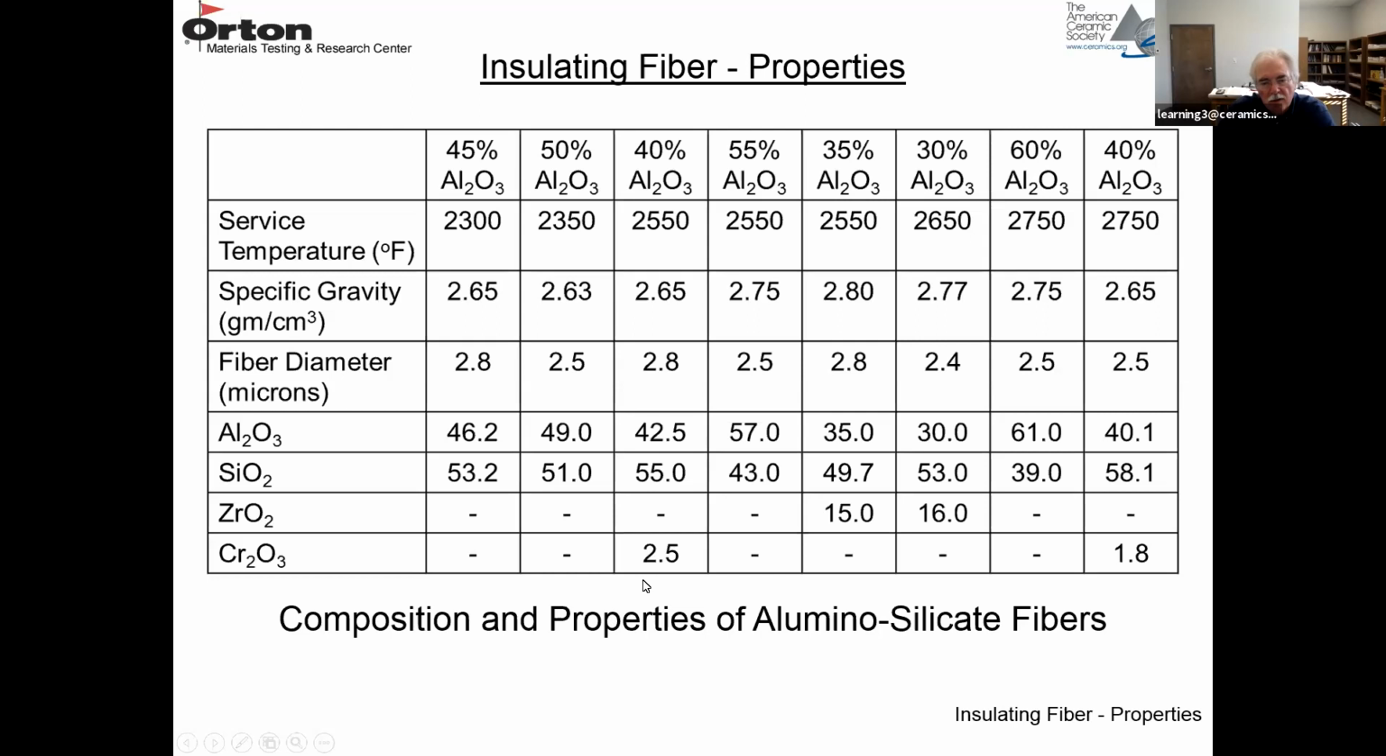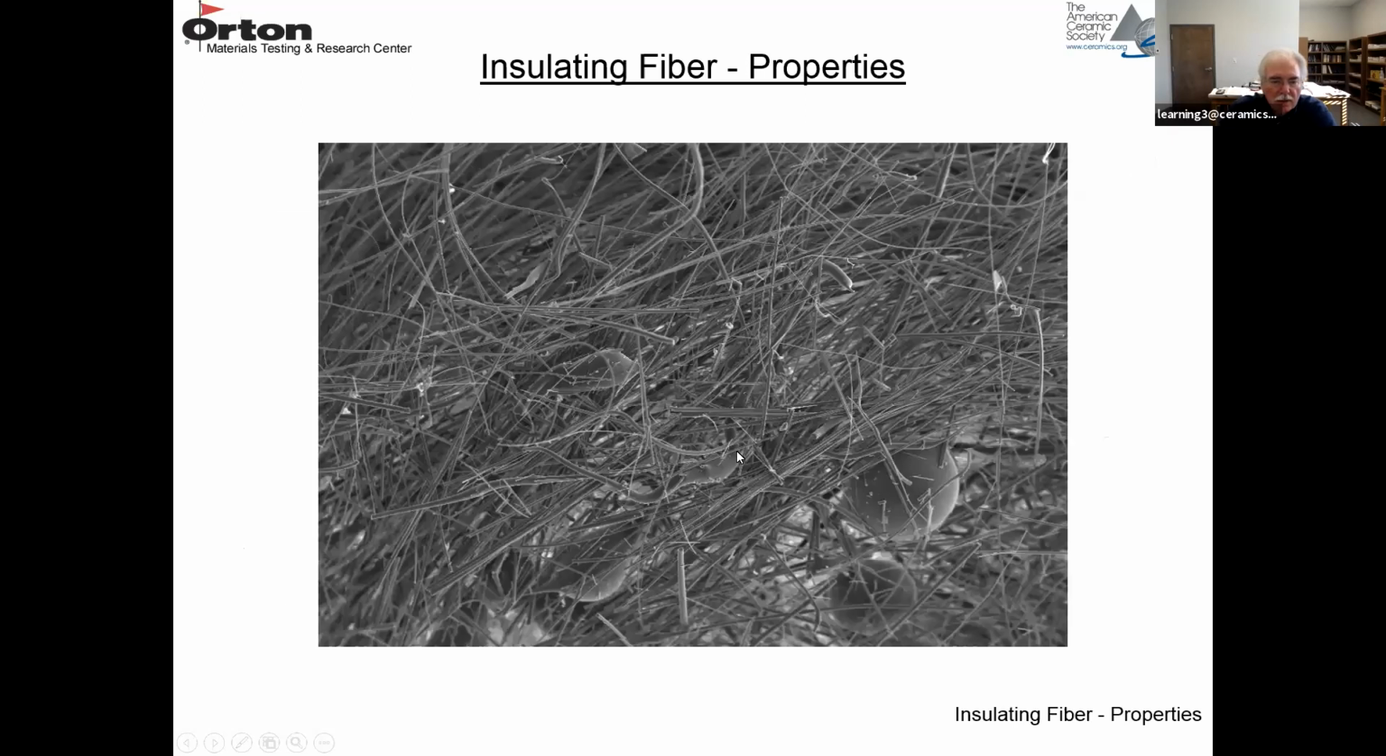So this is an SEM photograph of the as-spun fibers. You can see they're random in length and diameter. And you see these large spheres here. Here's one, here's another one, here's one, and some of them are a little bit odd shaped. Well, that's the shot content, the unfiberized material.